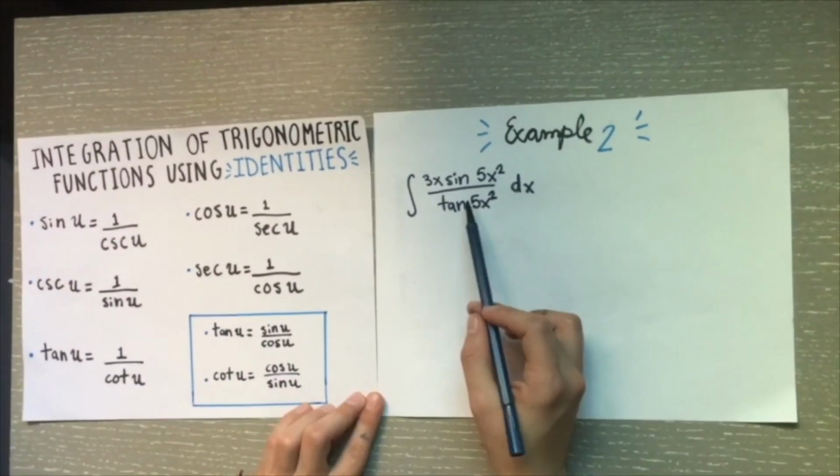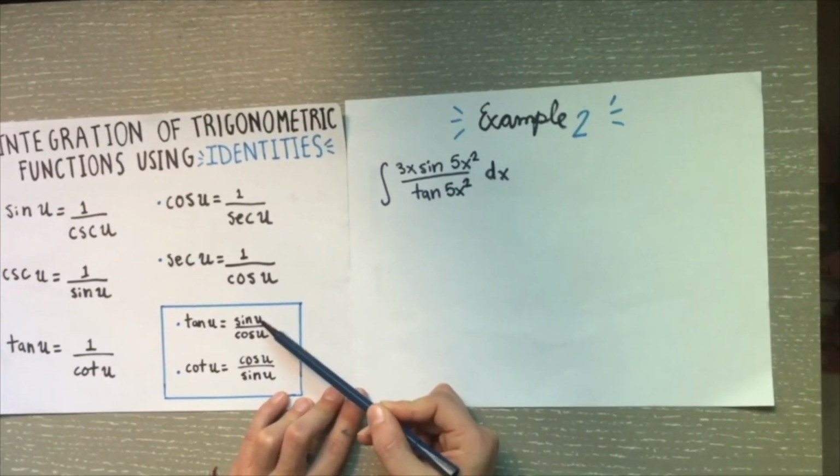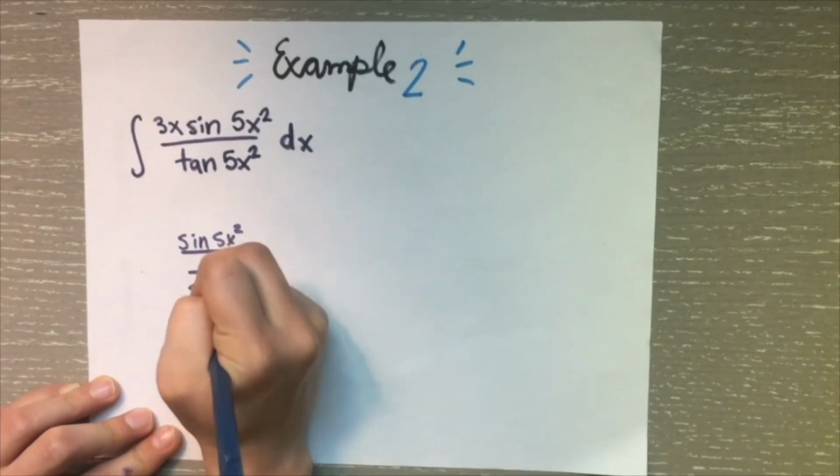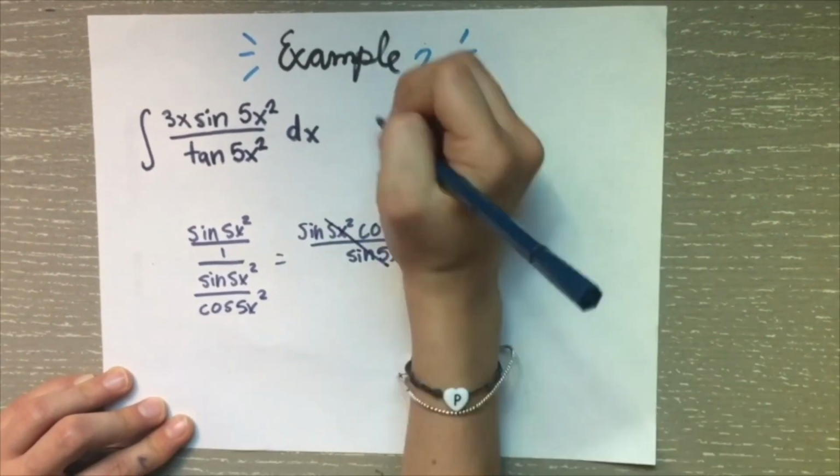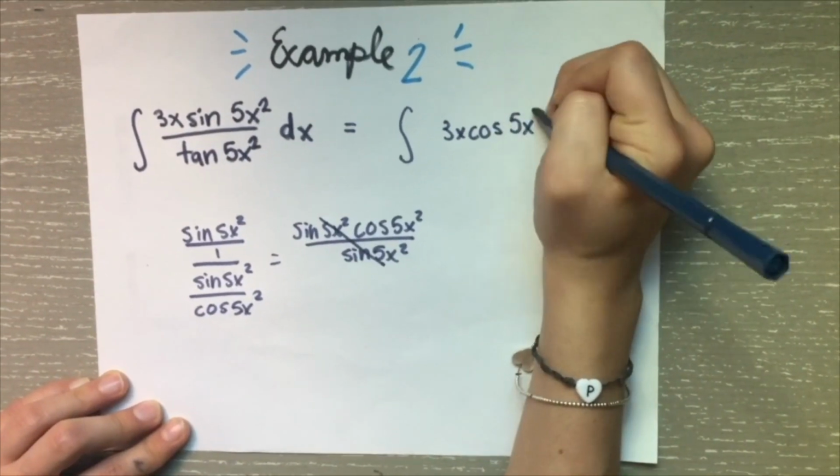In this example, we can relate tangent and sine using the function of tangent. First, we rewrite tangent using the identity of sine over cosine. Then we cancel sine. Now we are able to solve the integral using cosine. We rewrite it including the 3x.